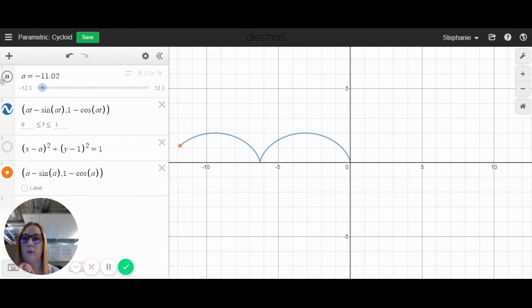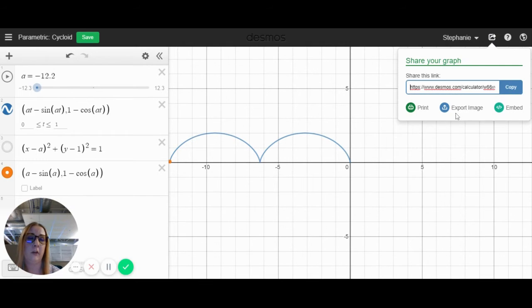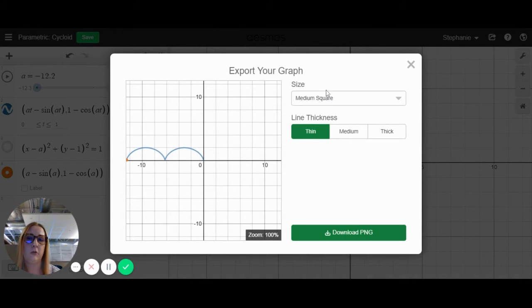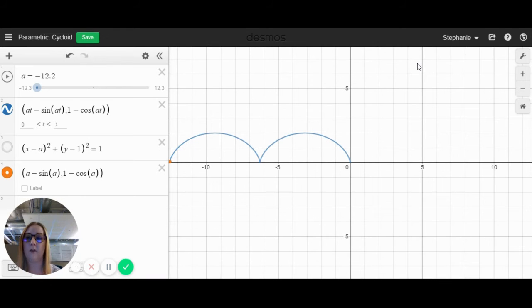I'm going to just pause that for now. If you want to put these in your Word document, there's a little share button. When I click that, you can export the image, and then you can choose what size, and it downloads the image. And then you can even copy and paste the image into your Word document. So that will be really helpful this week. So explore that. And I think that's all I've got.